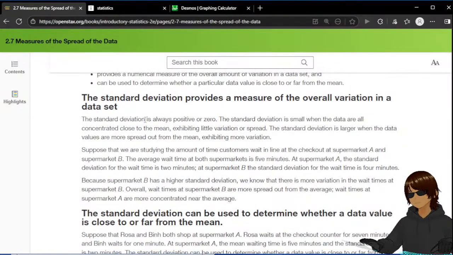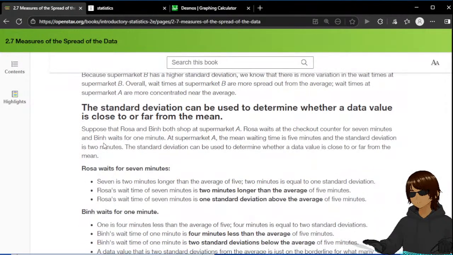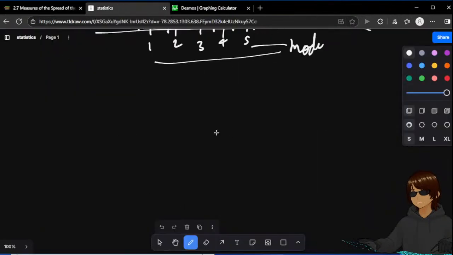Standard deviation is always positive or 0. Standard deviation is small when the data are all concentrated close to the mean, exhibiting little variation or spread. Okay, so say we have data like this. The mean is over here. This is more spread out. And if we have data like this, this is less spread out.